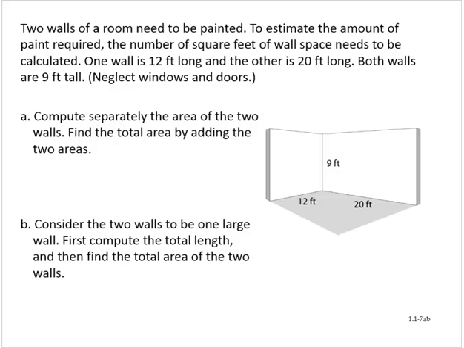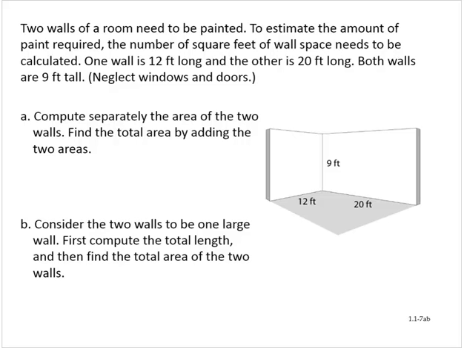Two walls of a room need to be painted. To estimate the amount of paint required, the number of square feet of wall space needs to be calculated. One wall is 12 feet long and the other is 20 feet long. Both walls are 9 feet tall, and we're told to neglect any windows or doors.